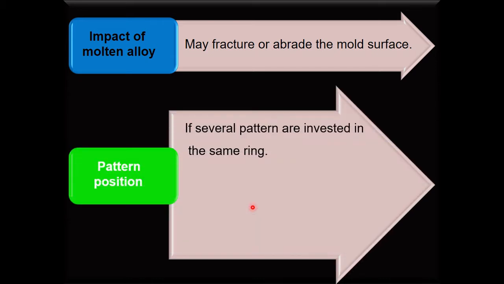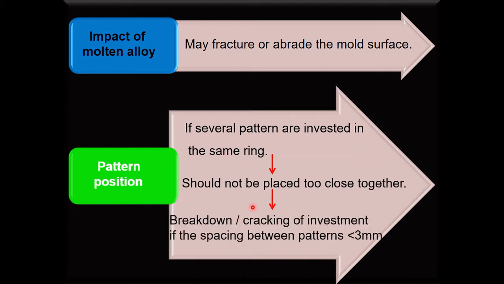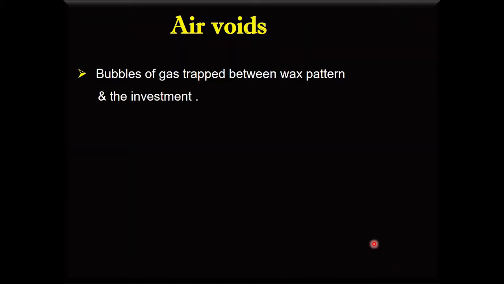Next is the pattern position. If several patterns are to be invested in the same ring, they should not be placed too close together. At least 3 mm of space should be there between them, because the expansion of the wax is much greater than that of the investment, and this may cause breakdown or cracking of the investment if the spacing between them is less than 3 mm.